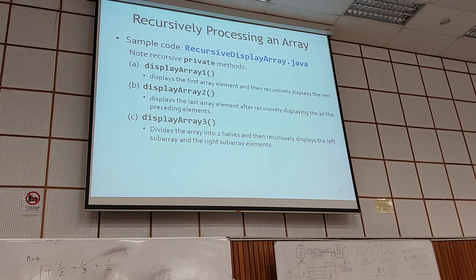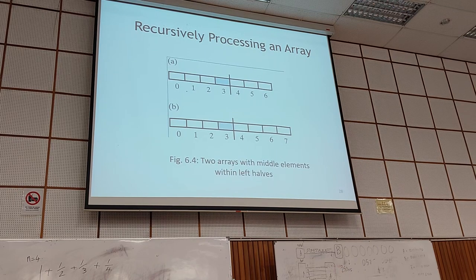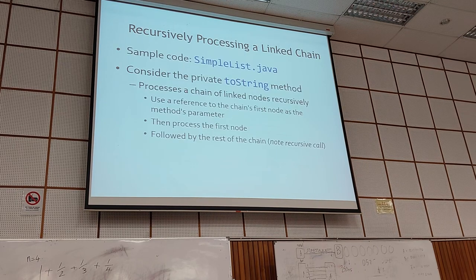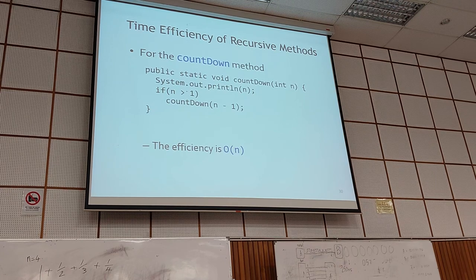Here we have three pieces of code to display our array recursively. The first is to display the first element, then recursively display the rest. The second is to display the last element and display the rest recursively. The third one is where we divide into halves. So here is the illustration. Now for the efficiency, it is O(n). The more data you have, the more time it is going to take.